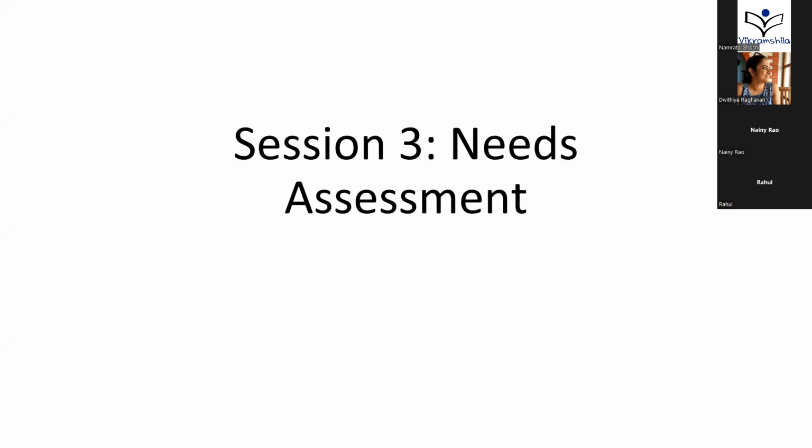Into this model of how we're talking about needs assessment. And I think the first thing that I want to say at this point is that we're not here to prescribe any one way of doing a needs assessment and to say this is the only way that a needs assessment should be done.